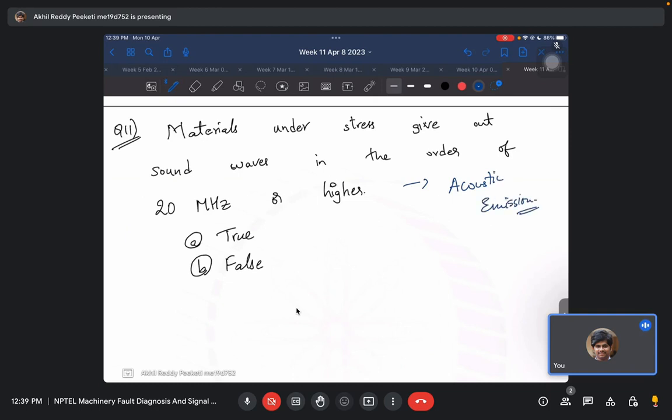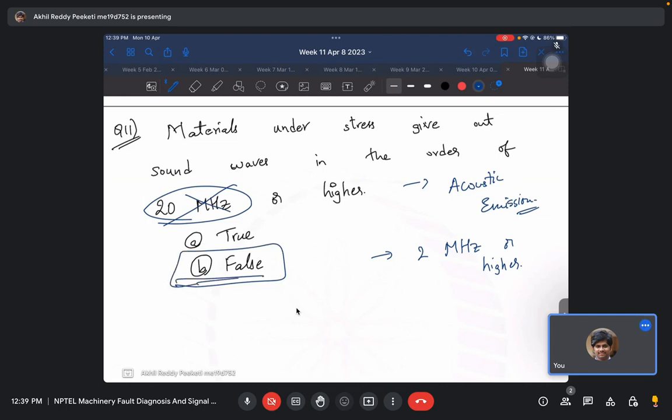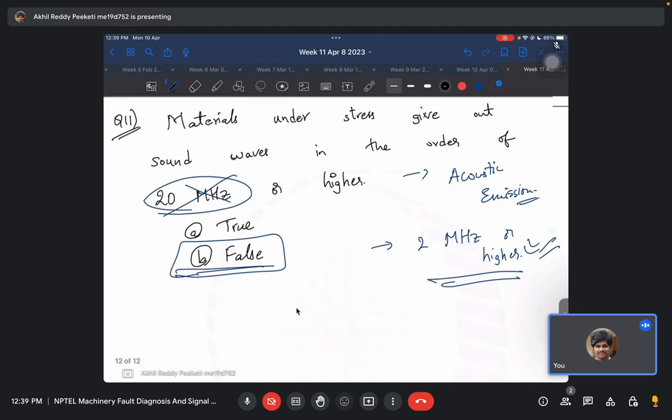Materials under stress actually give out sound waves in the order of 2 megahertz or higher, and not 20 megahertz. So the answer is false. Okay, now let's move to the next question.